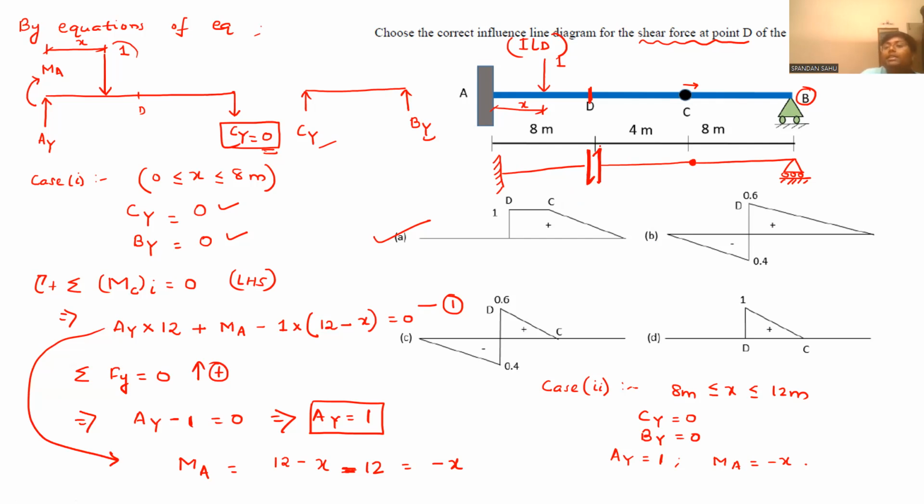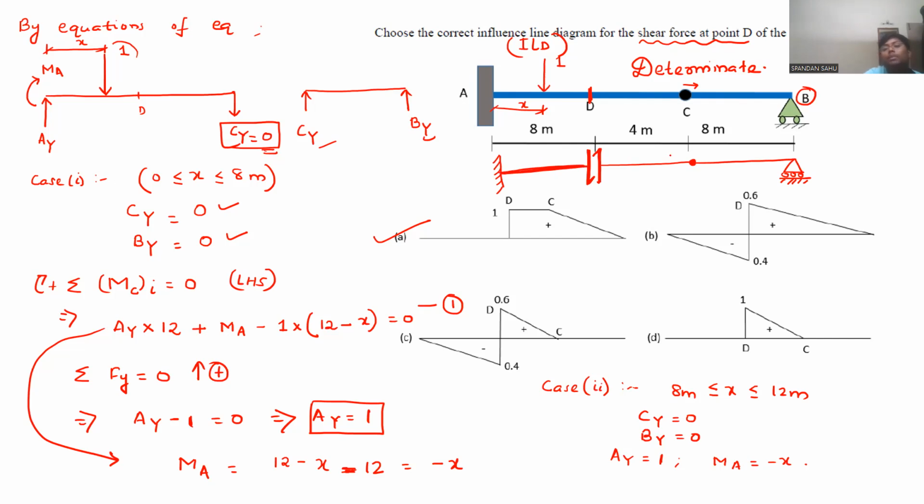For all determinate structures, the ILD should be linear, and it is complete as a whole; it is determinate. So, according to the Muller-Breslau principle, for a determinate structure, the ILD should be linear. But when this is like a cantilever structure and you are applying a point load here, when you draw the elastic curve or deflected shape, it will try to bend in a non-linear fashion. So for this part, the ordinates of the ILD will be 0 from A to D.